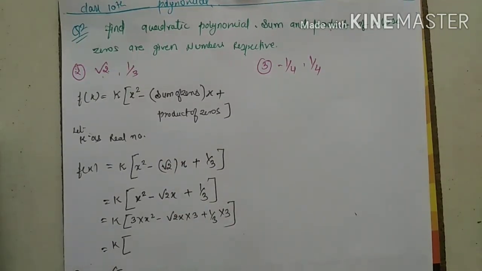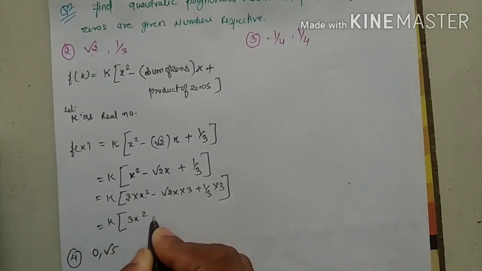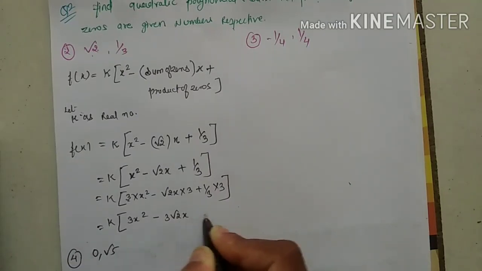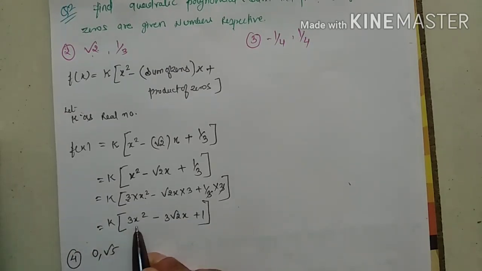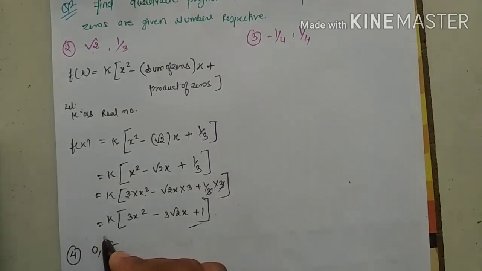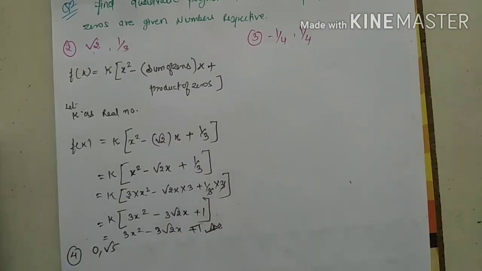k is your real number, so there is no impact of that. See here, 3 into x square is 3x square. Here is 3 root 2 x, plus 3 cancels with this, so 1. You can see this. You have converted these numbers, so you can understand that your quadratic equation is 3x square minus 3 root 2 x plus 1. So this is your required answer. Is it clear? I think you are understanding.